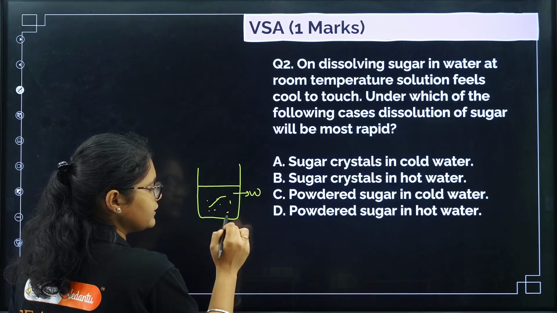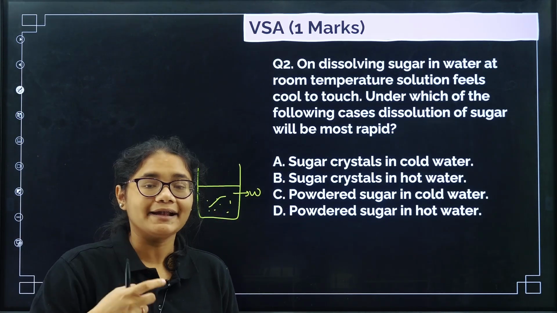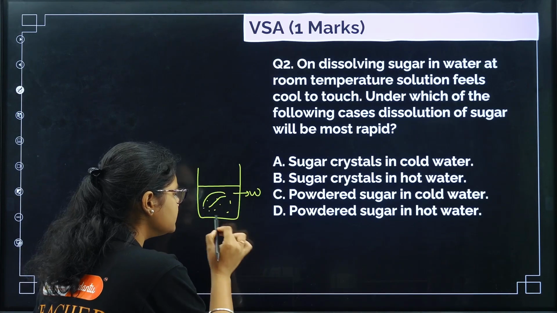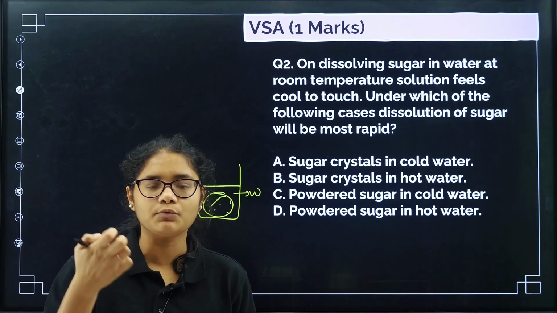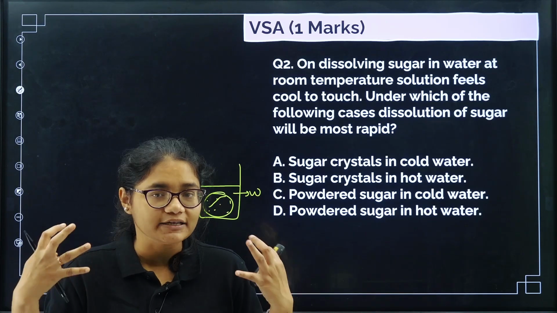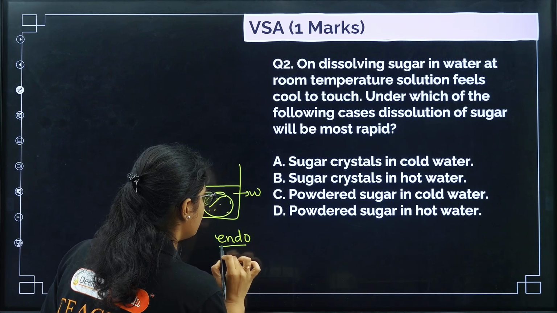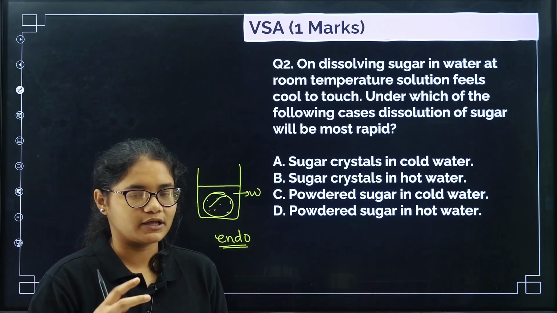And after some time you feel that the solution or the container has become cold. So that indicates that this sugar particle has absorbed the heat from the water to get dissolved, right? It has taken the heat inside. That means the process is what? Endothermic, right? So dissolution can be both endothermic and exothermic.